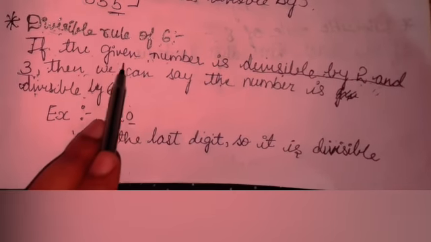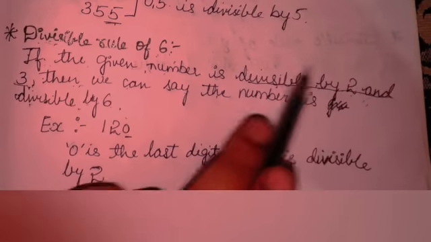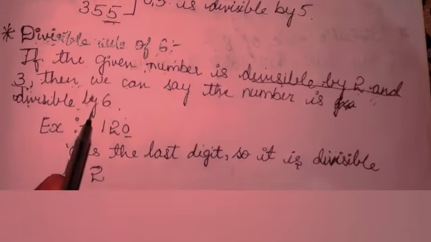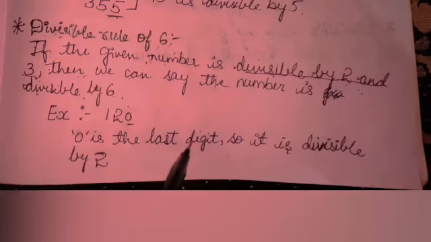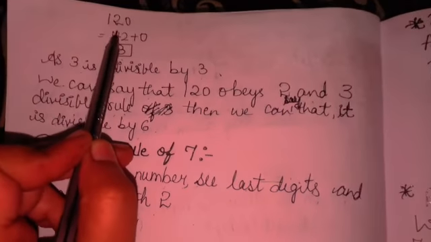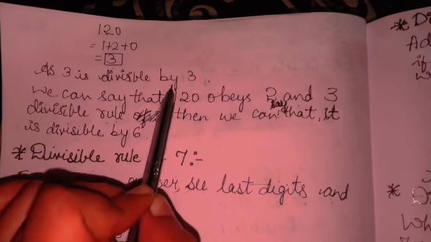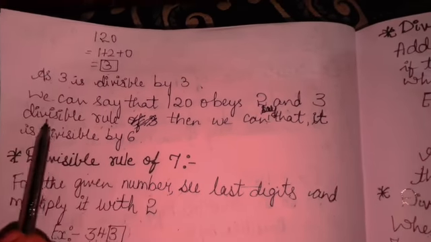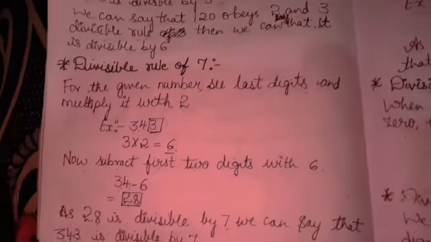Next is the divisibility rule of 6. If the given number is divisible by 2 and 3, then we can say that the given number is divisible by 6. Here, apply both the divisibility rules of 2 and 3. When the given number obeys the divisibility rules of 2 and 3, then we can say that the given number is divisible by 6.